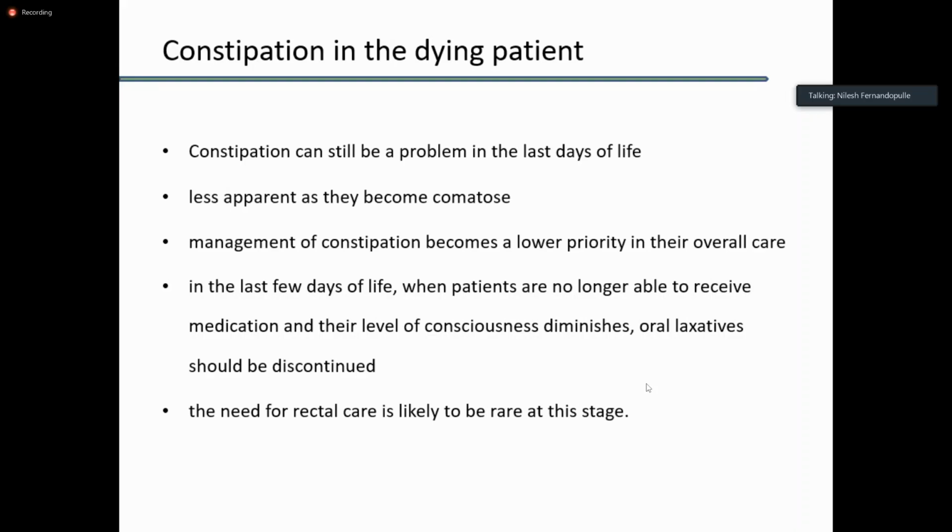Last two slides. In a dying patient, constipation can still be a problem in the last few days of life, though less apparent as they become comatose. Management of constipation becomes a low priority in overall care. In the last few days of life, when the level of consciousness diminishes and patients are no longer able to receive medication, oral laxatives should not be continued. Obviously, try to give oral things less if the patient is unconscious or less conscious. So the need for rectal care is likely to be rare. So obviously, in dying patients, stop giving oral drugs, think less about the GI tract, and think about other things much more important to the patient.